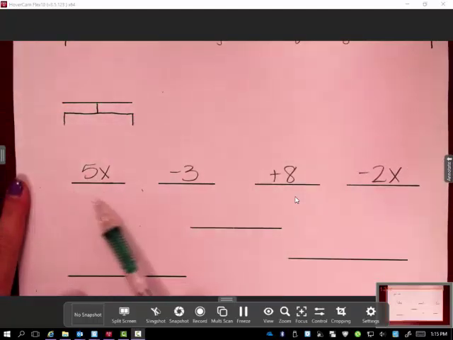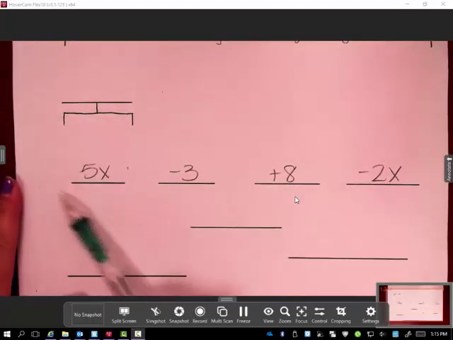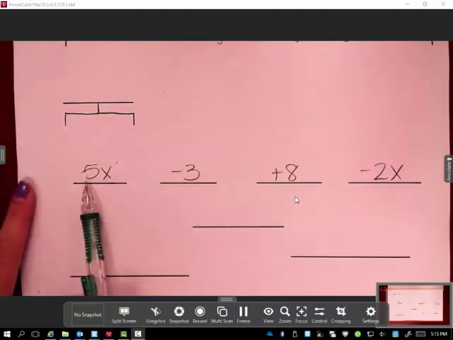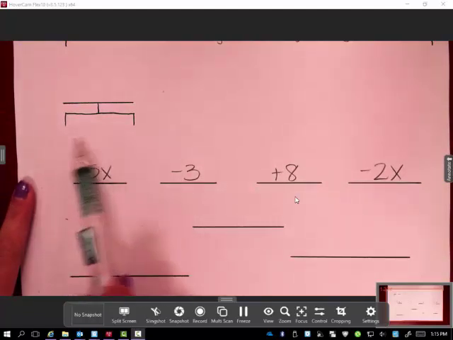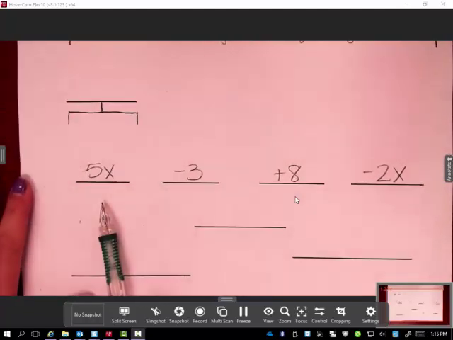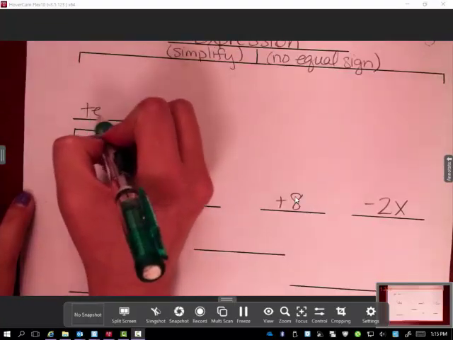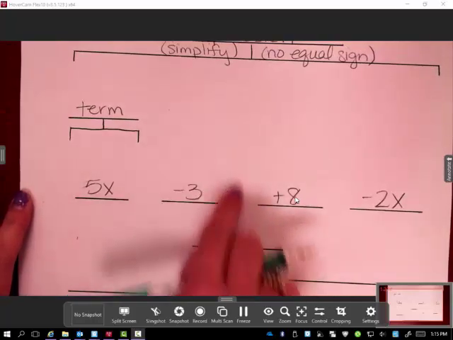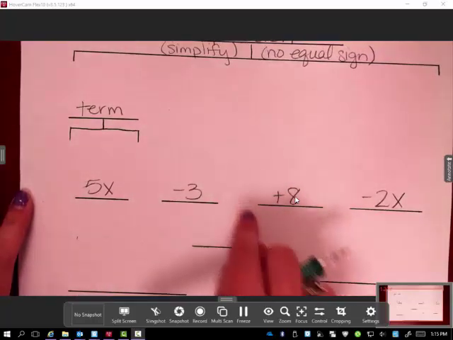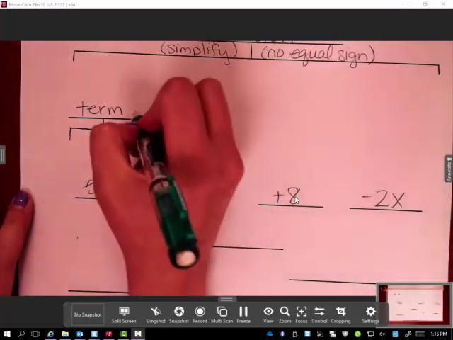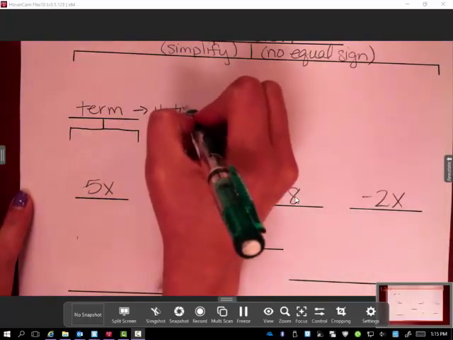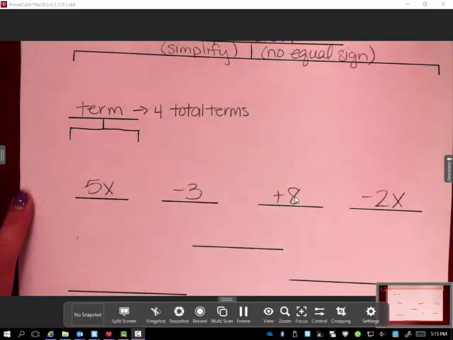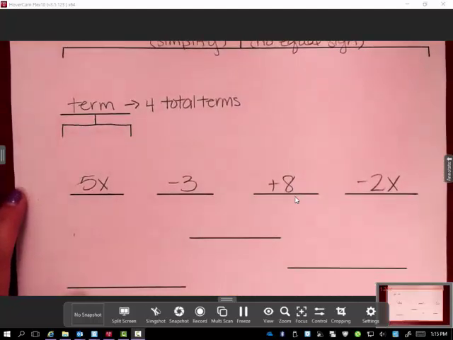Now, this thing right here is called what? This is the coefficient, this is the variable, but what's this whole thing? Don't cheat. It's a term. Okay, so we're going to write term right here. What is this called? It's a term, and this is a term, and this is a... So how many total terms do we have? 4. We have 4 total terms on this paper.